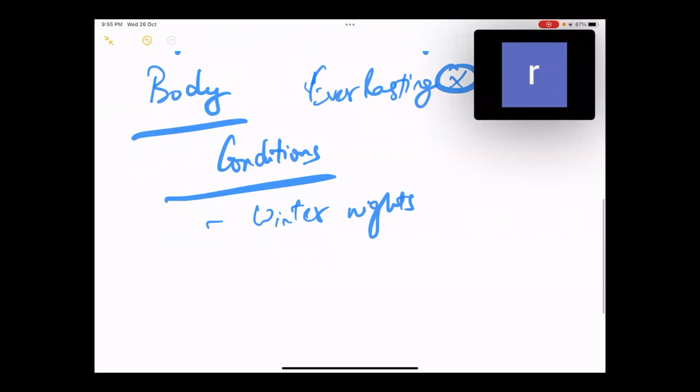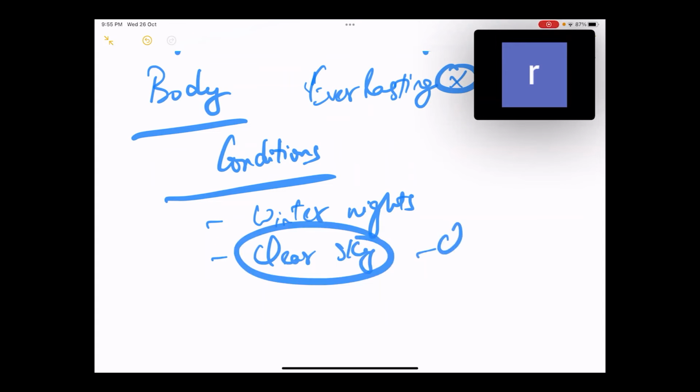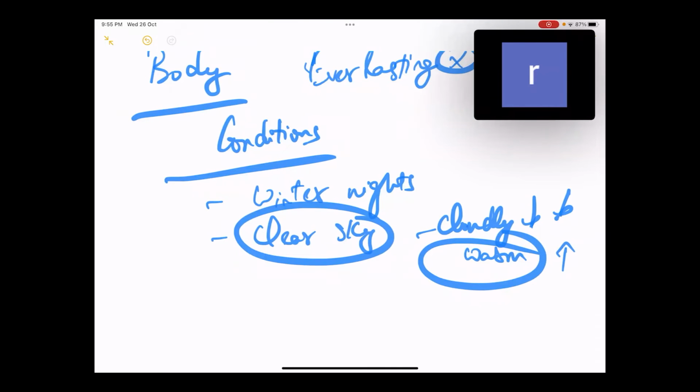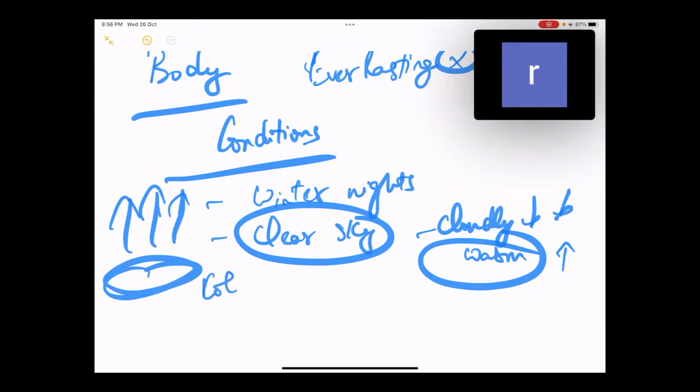Winter nights. And it should be a clear sky. Why clear sky? If it's a cloudy sky, clouds will reflect the long wave radiation and the earth will tend to be warmer on the cloudy day. But on the clear sky, the radiation back from the earth is high and hence the immediate layer near the troposphere becomes cold.